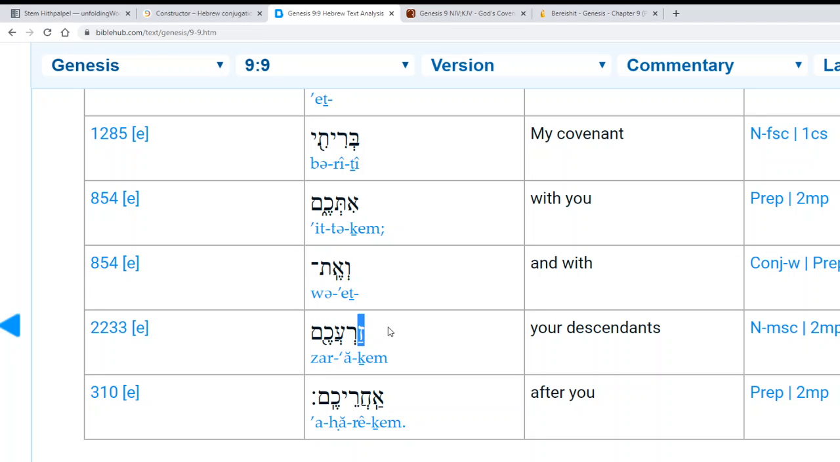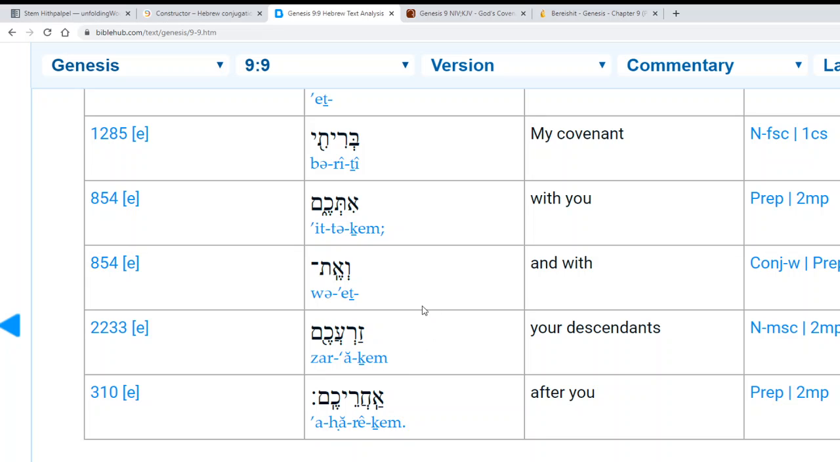Zarachem, so the root is zayin resh ayin, right? Is seed. They're translating as descendants. I would translate it as seed, your seed, right? Zarachem, acharechem. So achar meaning other, or acharei meaning after, right?